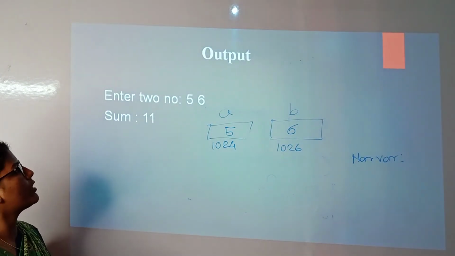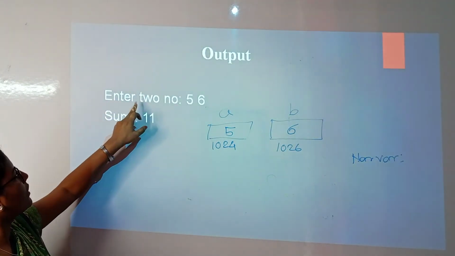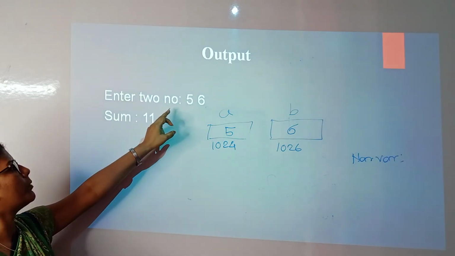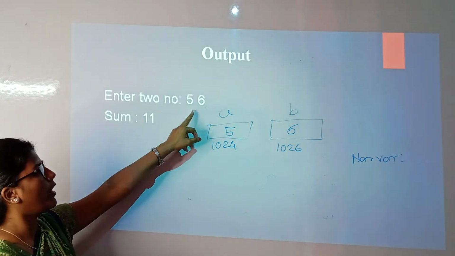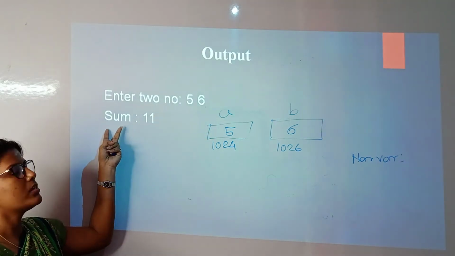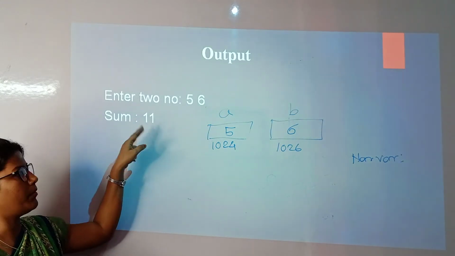Okay. Let's see what the output is. Here we take enter two number. Our first printf statement is enter two number. Here I enter 5 and 6. After that it performs the addition and prints sum is equal to 11.